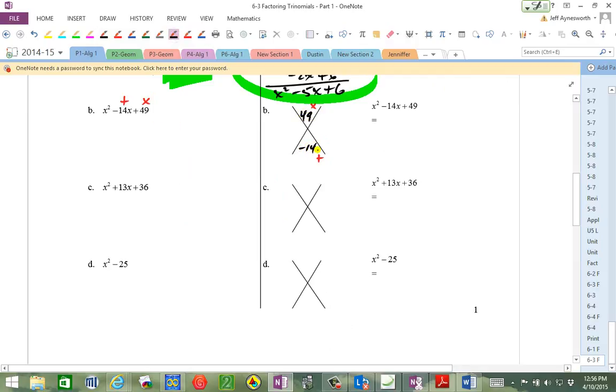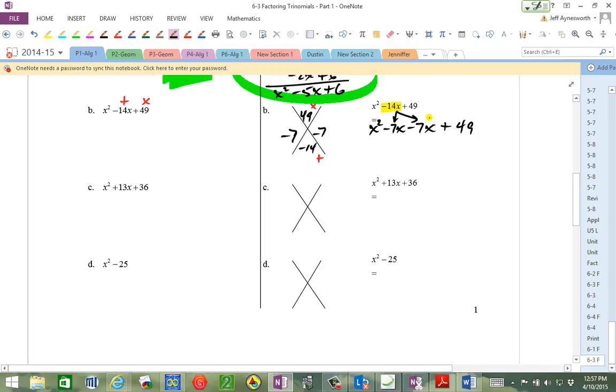So you got to think about that. Now I know that 7 times 7 is 49, but I want a negative 14 sum. So I got to make them both negative. Okay, and those are the numbers we use to split the middle term. The middle term this time, though, is negative 14x. So here we go. We're going to split the middle term as a minus 7x minus 7x, and then bring down the 49. So again, you got to split the middle term into two terms.